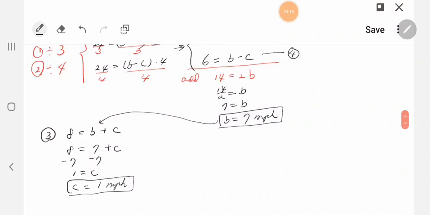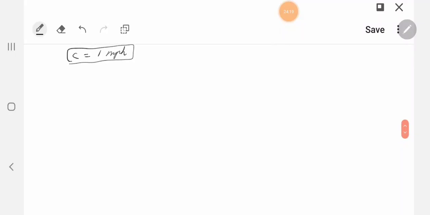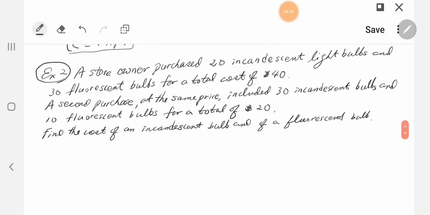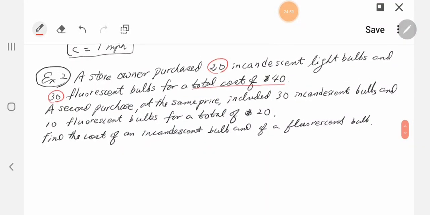Got it? All right, then let's try a different example. Example 2. A store owner purchased 20 incandescent light bulbs and 30 fluorescent bulbs for a total cost of $40. So the total cost of the first purchase is $40, and this $40 is used to purchase 20 incandescent light bulbs and 30 fluorescent bulbs.